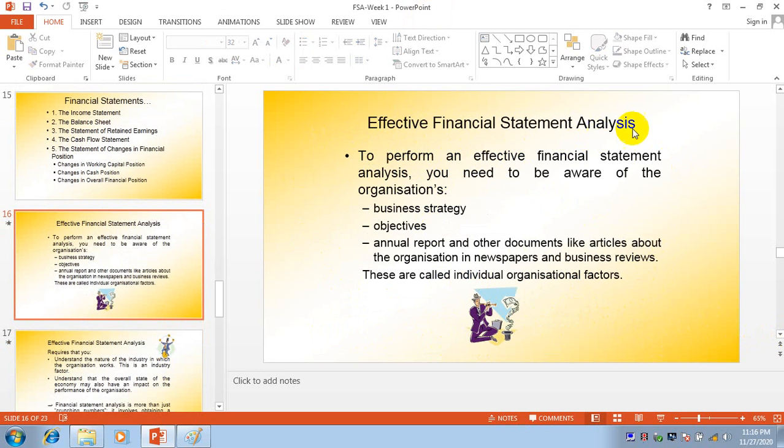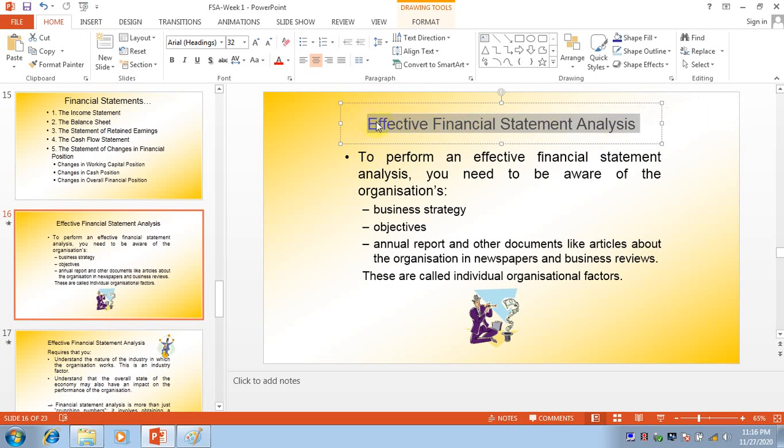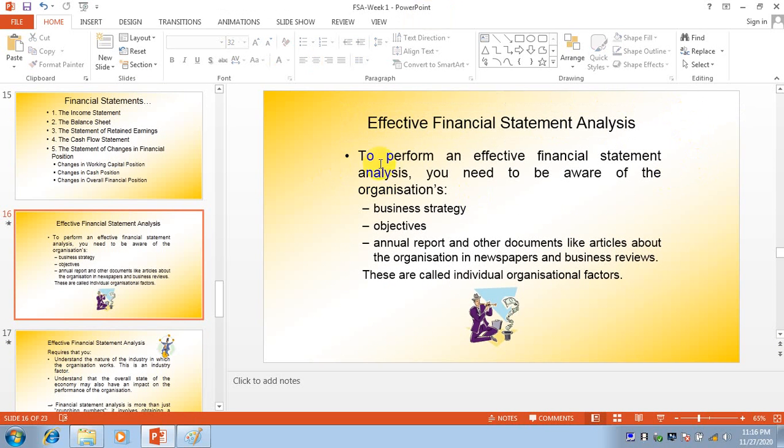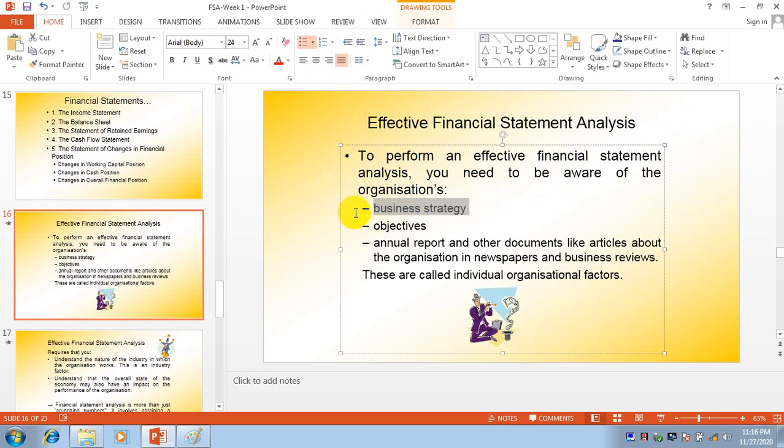Effective financial statement analysis. Now the main thing is, one is financial statement analysis and one is effective financial statement analysis. To perform an effective financial statement analysis, you need to be aware of the organization's business strategy. What is their business strategy? What are their objectives? Annual reports and other documents like articles about the organization in newspapers and business reviews. These are called individual organizational factors.